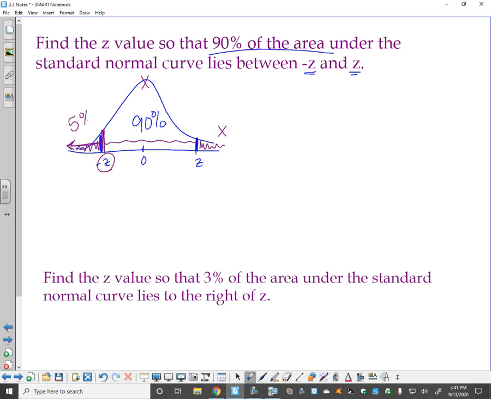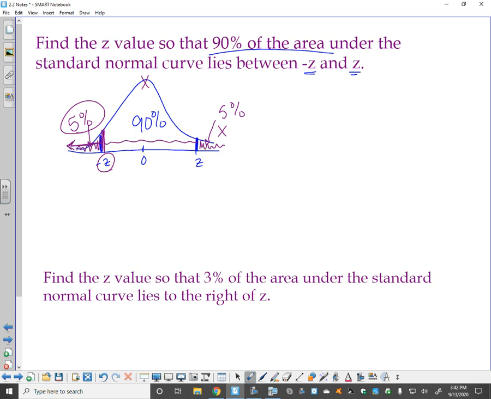All right, I'm going to say that one more time. 90% in between the z and the negative z. So I know there's 10% unaccounted for. There's 10% left, and again, I know I'm symmetrical. If there's 10% left, then I know there's 5% in each of the wings. So I know there's 5% here and 5% here. This is the one I'm interested in because I want area to the left.